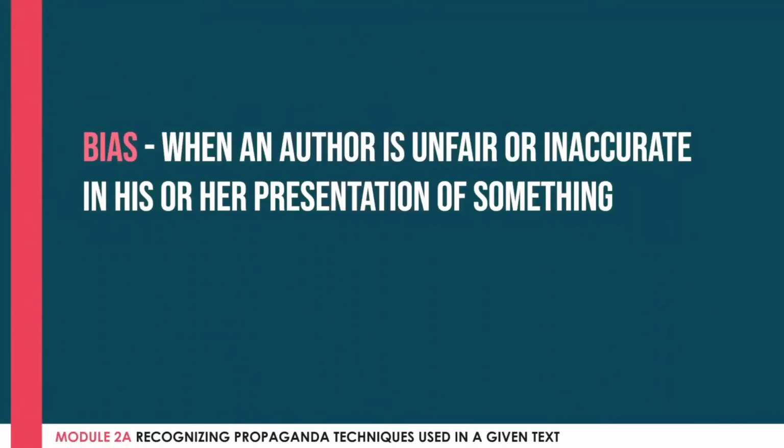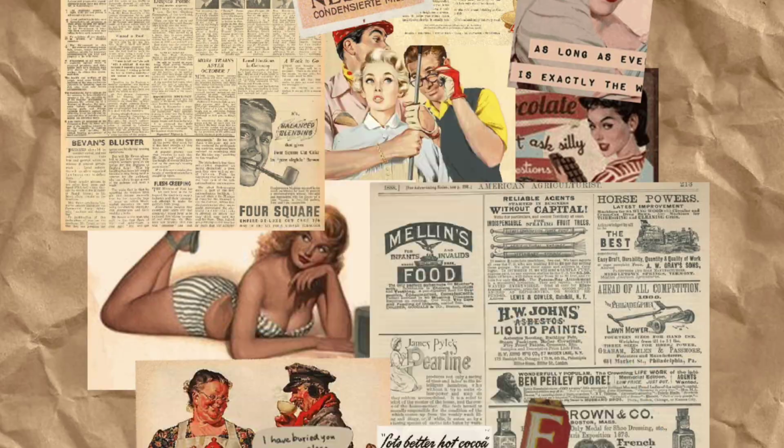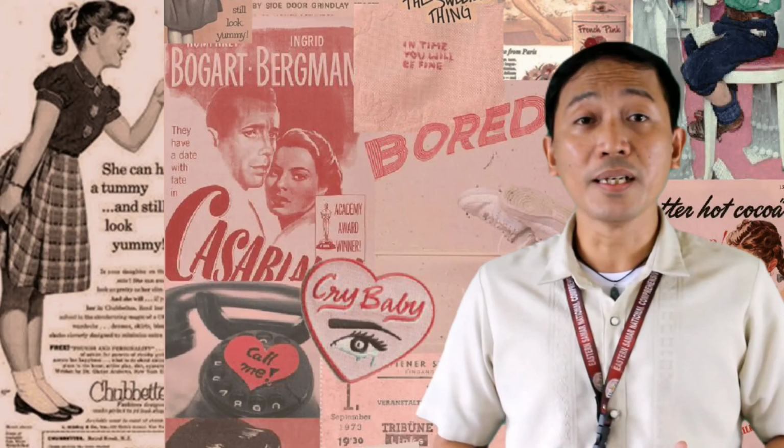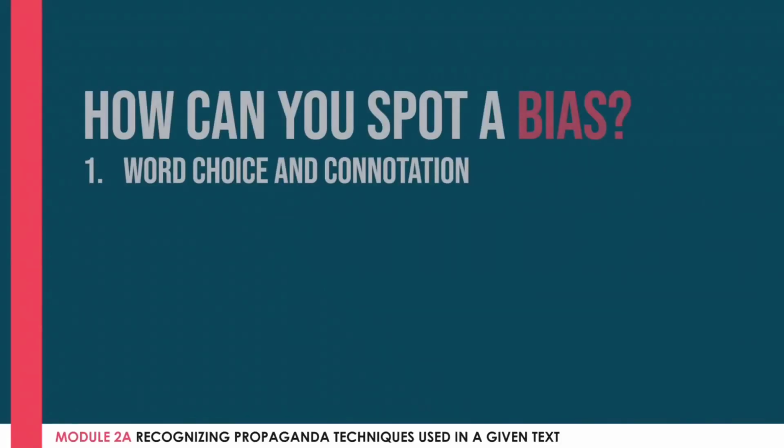You have learned in the previous lesson that a bias is basically when an author is unfair or inaccurate in his or her presentation of something. The question is, how can you spot a bias? Every author holds opinions that affect his or her discussion of an issue. Opinions that you, as a reader, must try to recognize and understand. In order to spot a bias, look closely at the following.